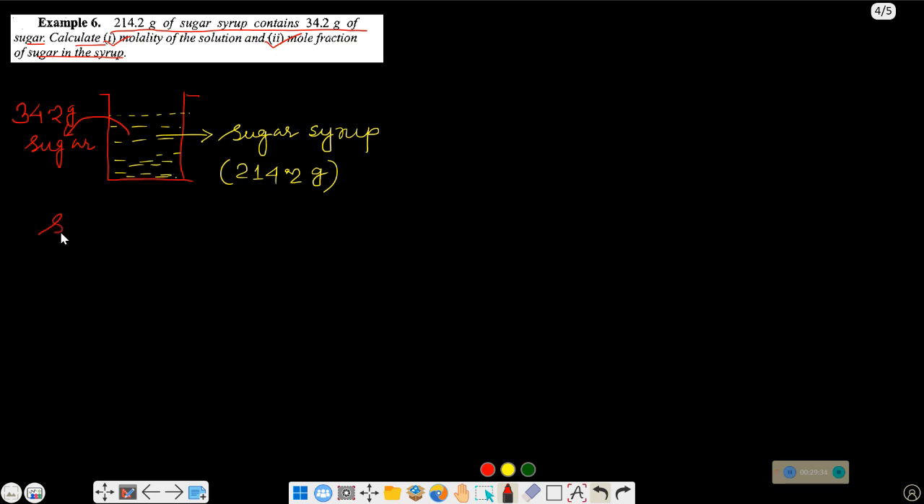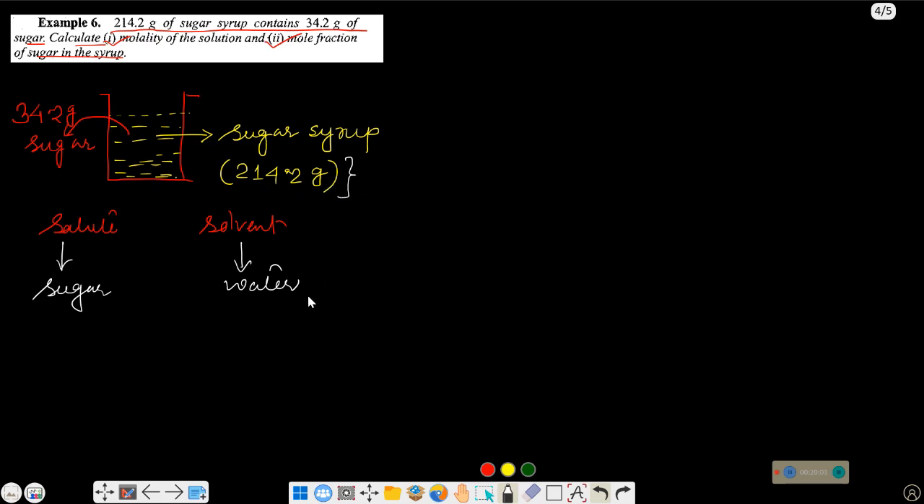Here there are two things. One is solute. What is solute here? Solute is your sugar and solvent is your water. Now this 214.2 gram is the weight of the solution.